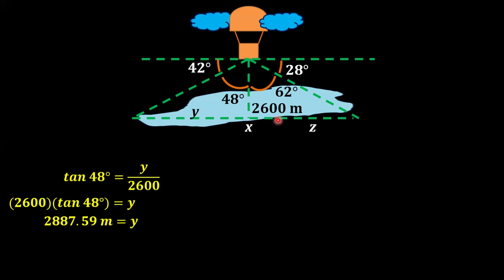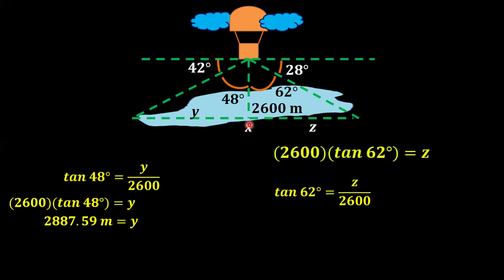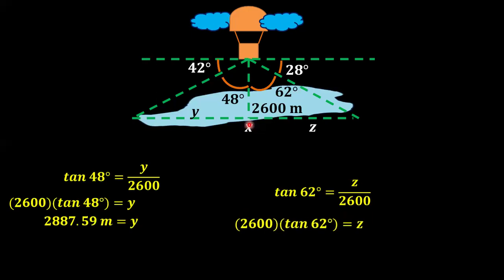So let's have this equation. Tangent 62 degrees, which is the reference angle, is equal to the opposite na Z over the adjacent 2,600. And letting Z in one side, we need to multiply both sides by 2,600. That becomes now 2,600 multiplied by tangent 62 degrees is equal to Z, and Z is equal to 4,889.89 meters. So, yan na yung length ng Z.